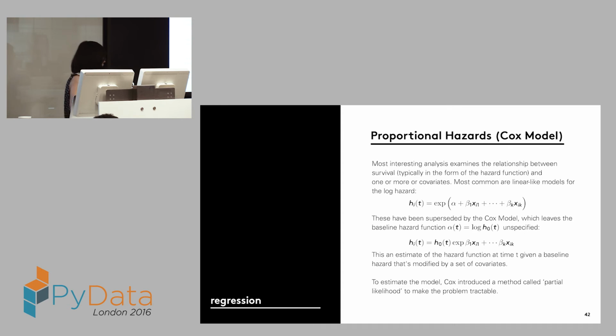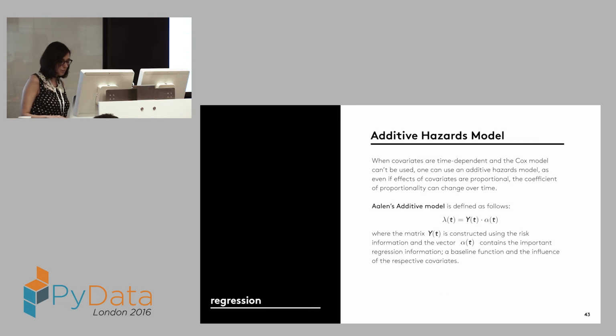And to estimate this model, Cox introduced a method called partial likelihood that I'm not going to bore you with. But that's what Lifelines uses to estimate and fit the model. There's also other types of models, like the additive hazard models. So when the covariates are time dependent and you can't use the Cox model, you could use this one. So basically you have a scalar product, so that's why it's an additive model. And the matrix Y uses all the risk information, and the vector alpha contains all the covariate regressors. So then you can basically build an estimate for the hazard rate.